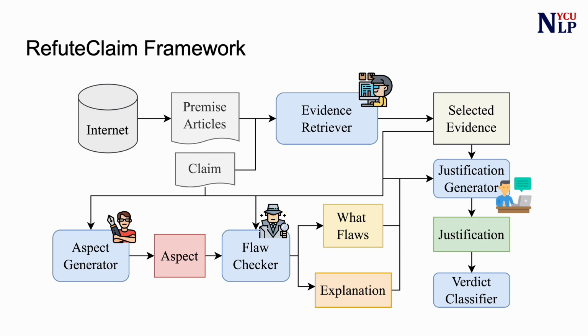This is our Refute a Claim framework. We collect premise articles from the internet, and the evidence retriever will retrieve most relevant content and pass to aspect generator. The flaw checker then used the aspect and retrieved evidence to determine the existence of flaws in the claim. And finally, the justification generator will generate justification for the fact-checking result, and the verdict classifier will output the classification label. We fine-tune large language model like Vicuna 7B 1.5 version for aspect generator, flaw checker, and justification generator. And we train encoder-based model like RoBERTa for evidence retriever and verdict classifier.